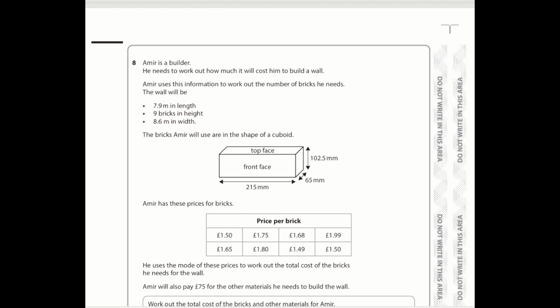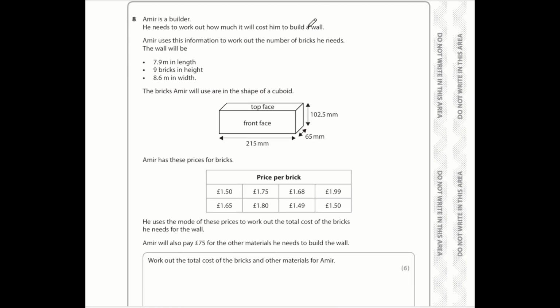Okay, question number 8. This question troubled me for a long time, and I think part of my problem was the fact that we've been told that this guy is building a wall. Now, what I couldn't quite get my head around was the dimensions here, because this wall is 7.9 meters long. Okay, so I'm thinking, okay, here is my wall, and this is 7.9 meters. But then it also talks about it being 8.6 meters in width. Well, if I were to draw a wall, then I would also say that this dimension here is the width as well.